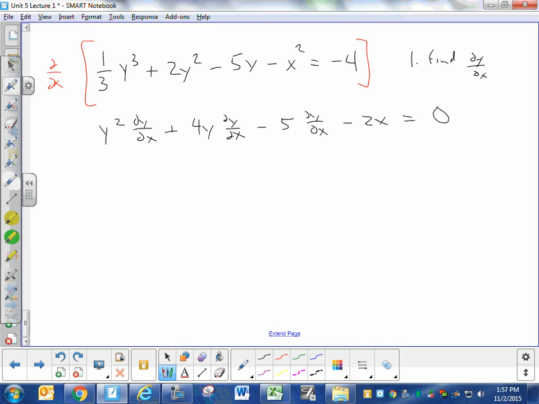Okay, step 2. We are going to solve for dy dx. Now, that involves 3 minor steps in that. First, move everything without a dy dx attached to it onto the other side. That's kind of the first minor step on solving.